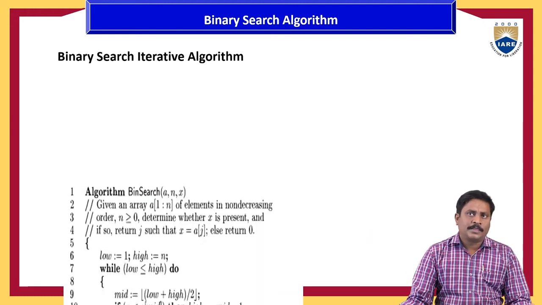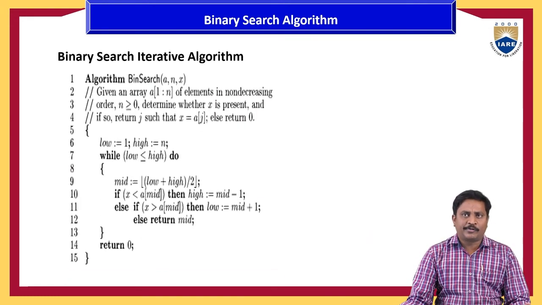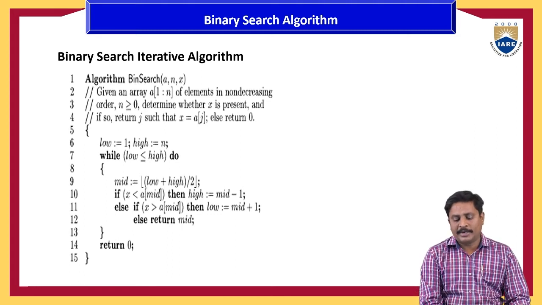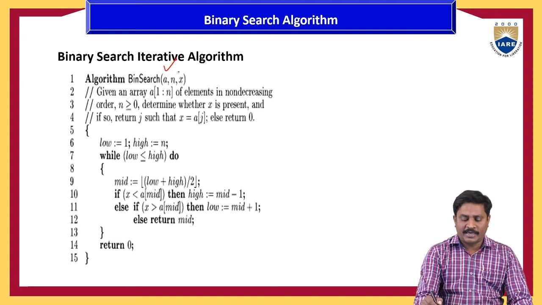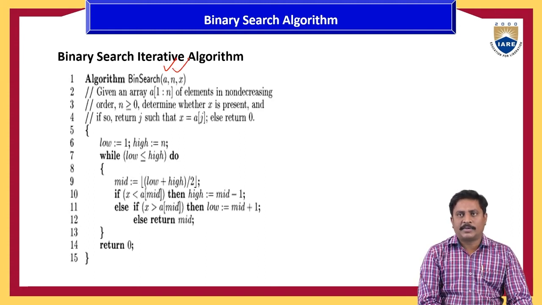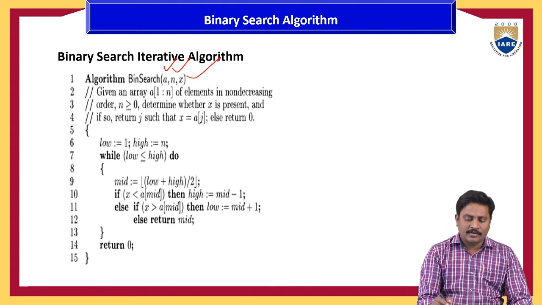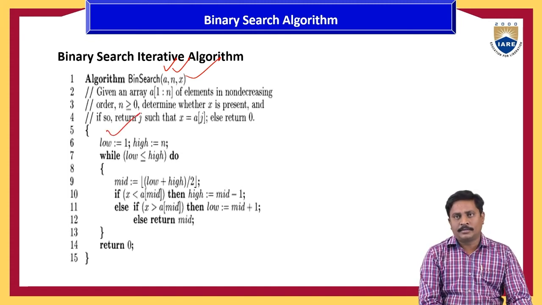Next, this is the binary search iterative algorithm. Here A is an array that consists of n elements, n is the number of elements, and X is the searching element. Initially we take the low position value as 1 and the high position value as n. So the last element is the high position value.